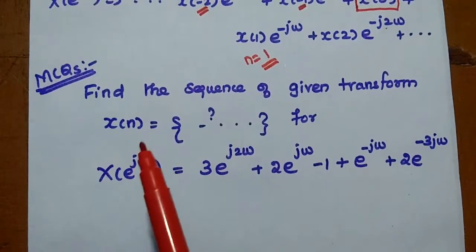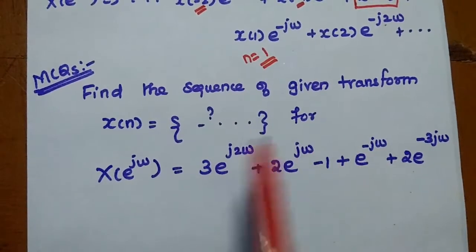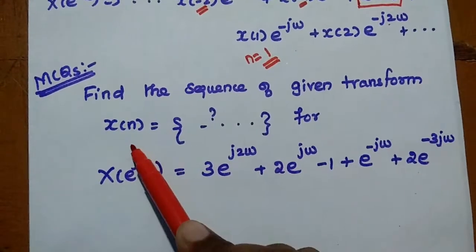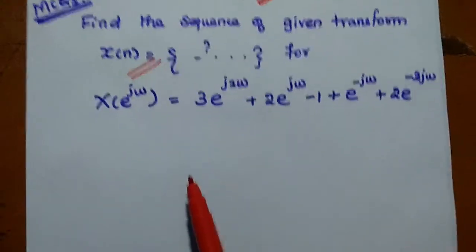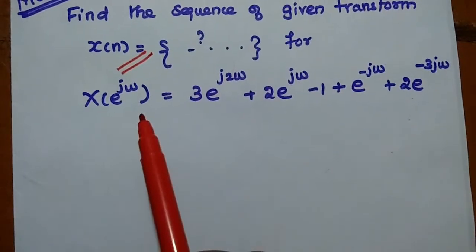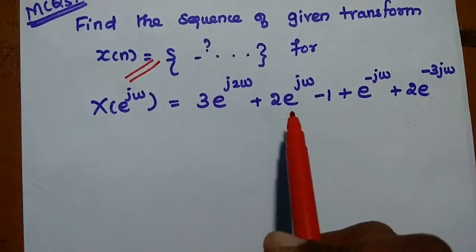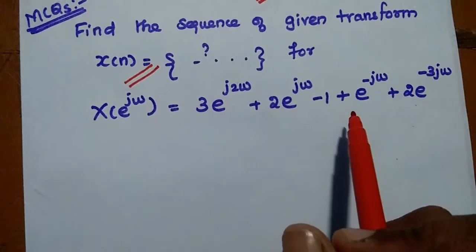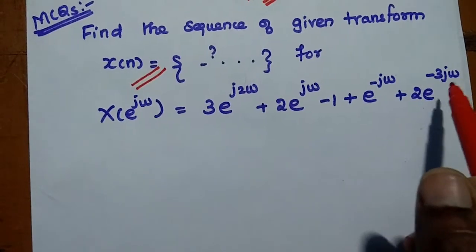So maximum in MCQs they may ask the question like this. Find the sequence of given transform. So we are going to find out the value of time domain signal for this transform signal. So what is the given transform? X of e power j omega is equal to 3 e power j2 omega plus 2 e power j omega minus 1 plus e power minus j omega plus 2 e power minus 3j omega.